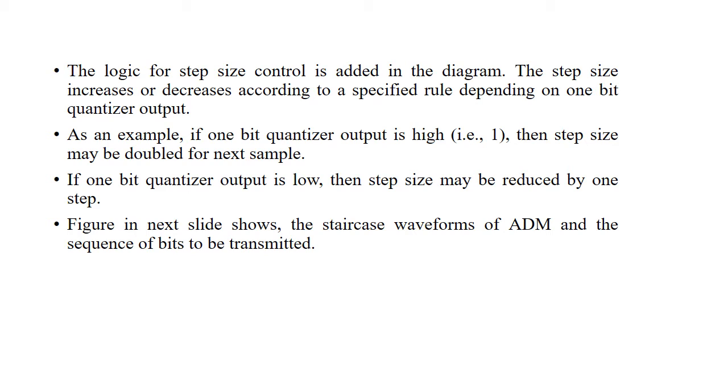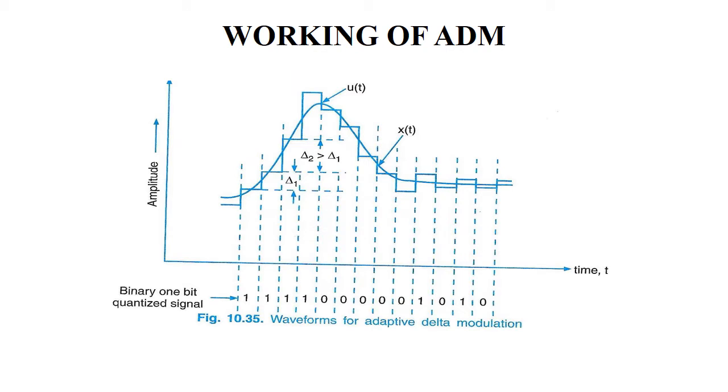This shows the staircase waveform of ADM and the sequence of bits to be transmitted. This is the working of ADM. Here we have taken time on the x-axis and the amplitude level on the y-axis. When we are passing the binary bits of the quantized signal one by one, the step size will be increased and decreased. If it is 1, the step size will be increased, and if it is 0, the step size will be decreased. The step length is denoted as delta, so delta 2 is greater than delta 1.